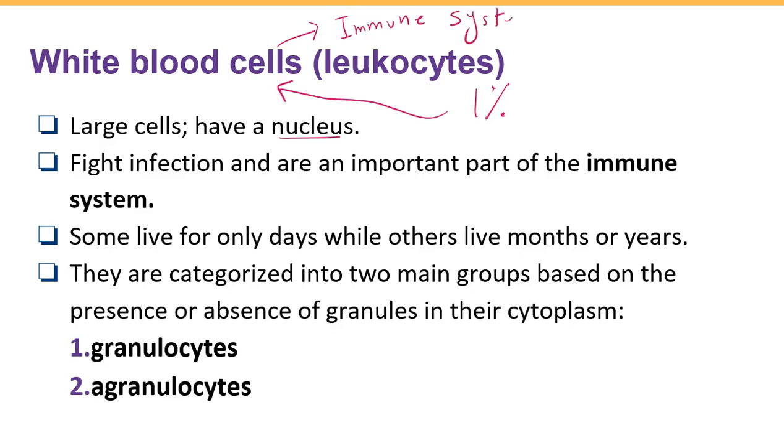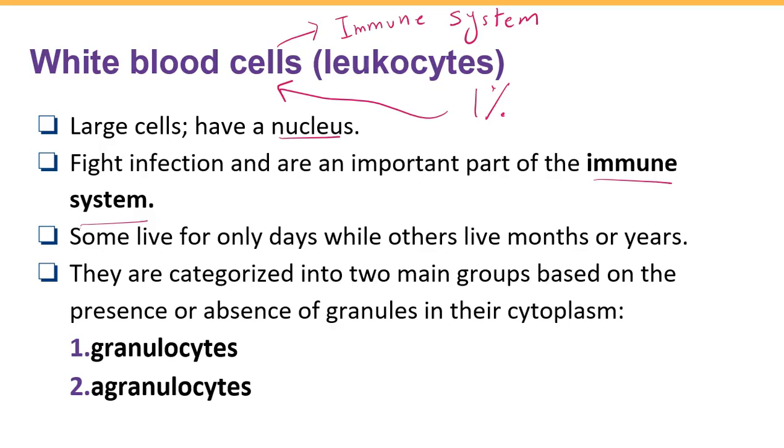They are found in our blood as protection. They fight infection and are an important part of our immune system. Their lifespan can be different. Some of them live for only days, while others live months or years. So we have different types of white blood cells.